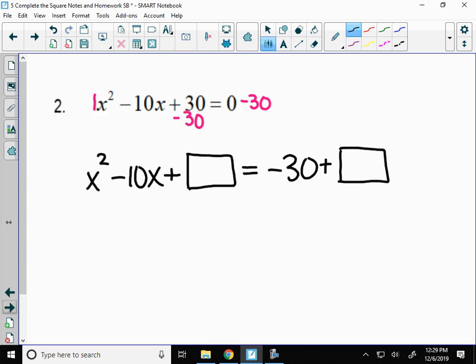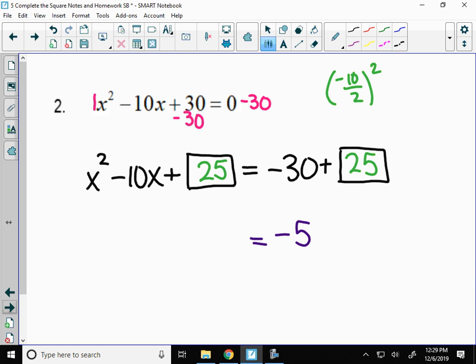Now, who remembers how I fill in the box? Half of the middle term squared. So you can do that in your head if you want, but I'll write it down here for us. What's half of the middle term? Negative 5, and then squared is 25. And when you square any number, it's always going to be positive. So make sure that box always has a positive number in it. All right, the right-hand side, negative 30 plus 25 is negative 5.